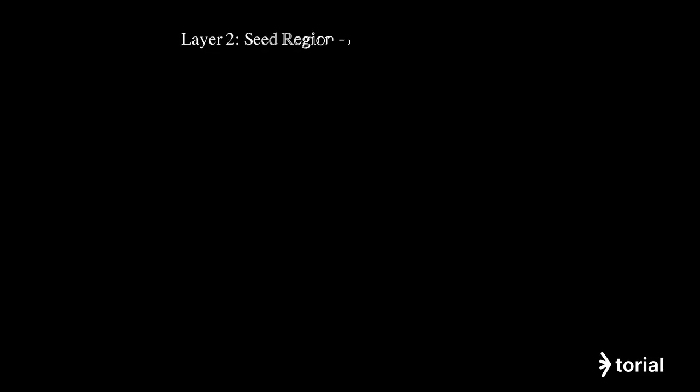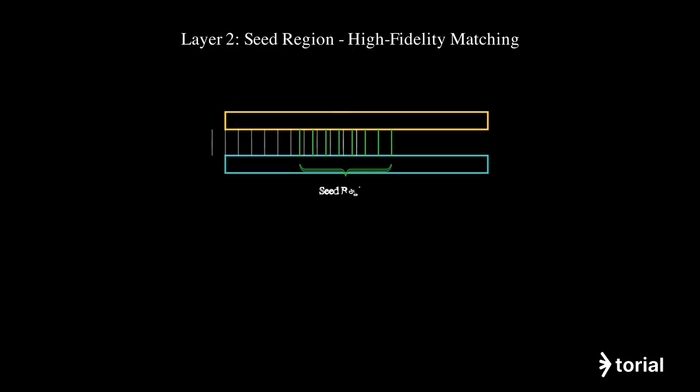genome. The second layer is the seed region, which requires perfect base pairing. The seed region, typically 10 to 12 bases adjacent to PAM, requires perfect Watson-Crick base pairing. Even one mismatch here prevents binding.